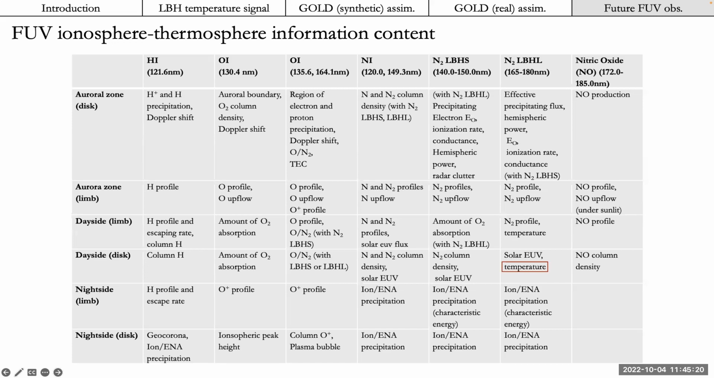You can see that the FUV emission features are sensitive to a huge range of phenomena in the thermosphere and ionosphere, including the concentrations of the major constituents, and also important energy exchange processes like electron precipitation. It's conceivable that at least some of these observables beyond temperature can be assimilated to improve ionosphere-thermosphere specification in the future. I'll just highlight a couple here.